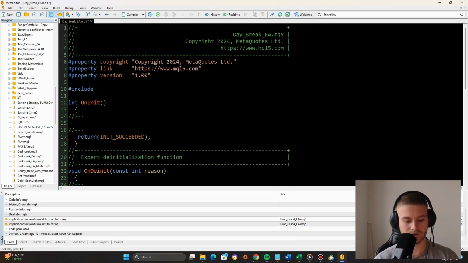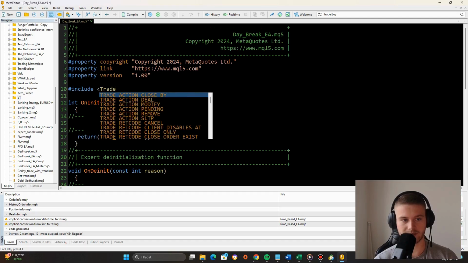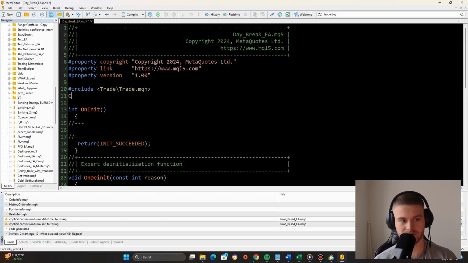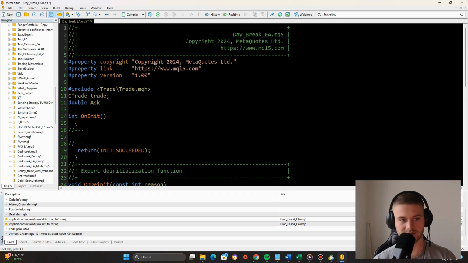So include Trade/Trade.mqh, and now let's do CTrade. And now also do ask and bid. Perfect. Okay, so this is obviously the most basic stuff that we have to declare before starting with the coding part, because we will be needing all of this later.